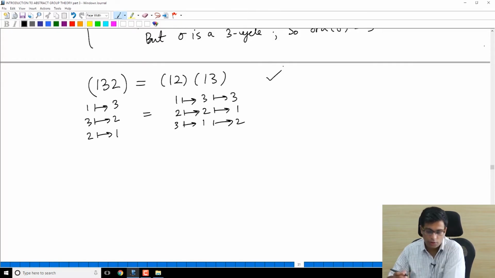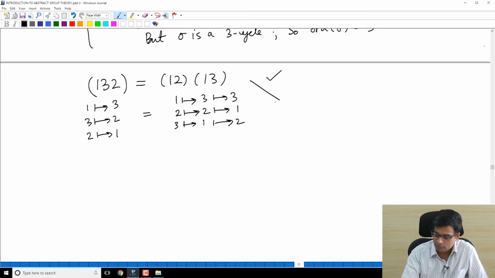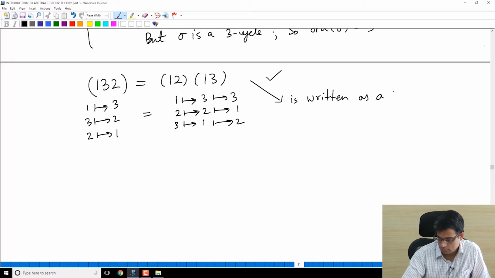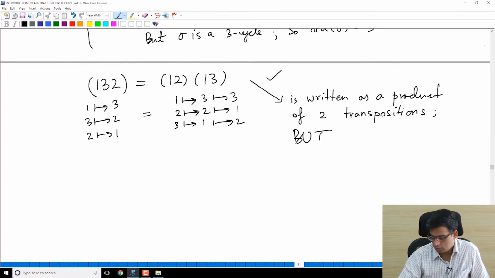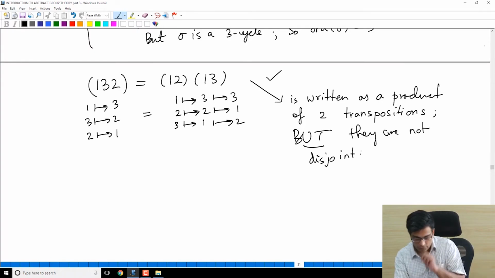So (1 3 2) is written as a product of 2 transpositions. But they are not disjoint, because 1 is common to both. So they are not disjoint. As we know, you can't write it as a product of disjoint transpositions.